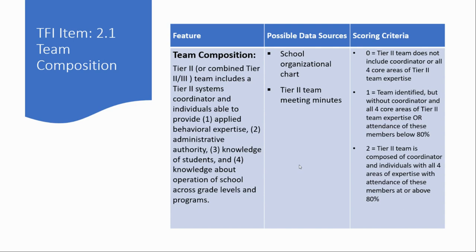Now, a team gets a 0 if the Tier 2 team does not include a coordinator or the 4 core areas of Tier 2 team expertise that are listed in the feature. A team will receive a 1 if the team is identified but without a coordinator and all 4 core areas of Tier 2 team expertise, or attendance of these members is below 80%. A team will receive a 2 if the Tier 2 team is composed of a coordinator and individuals with all 4 areas of expertise, with attendance of these members at or above 80%.